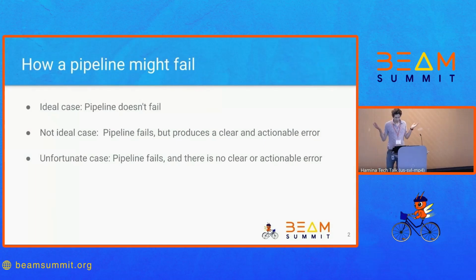So how might a pipeline fail? Well, ideally, the pipeline does not fail. In a less ideal case, the pipeline fails, but produces a clear and actionable error that tells you what to do to avoid the failure. And in an unfortunate case, the pipeline fails, and there is no clear or actionable error, and you're wondering what's going on here. This is the type of errors that we will be talking about today.